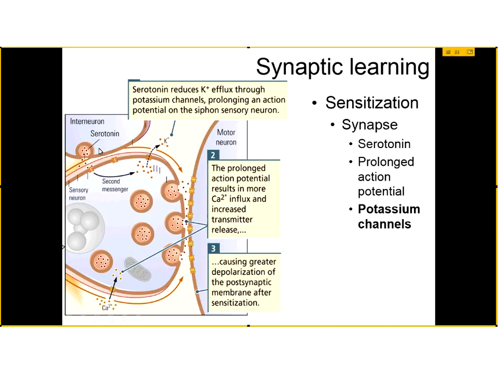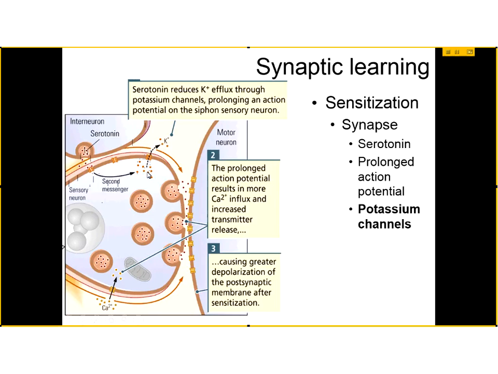Since we activated the interneuron, we're going to release serotonin. Serotonin is going to be released here from the interneuron, and that's going to influence the functioning of the sensory neuron. Specifically, it activates a series of second messengers, like neurotransmitters within the sensory neuron, that are going to influence the function of potassium channels. And so these potassium channels are not going to allow as much potassium to flow out.